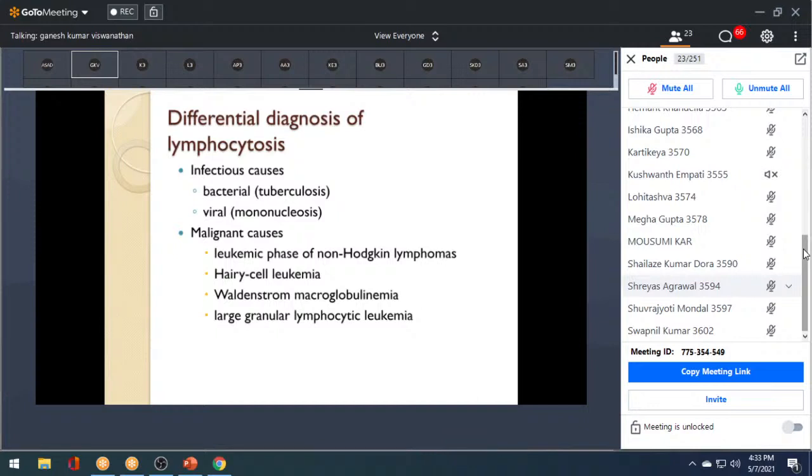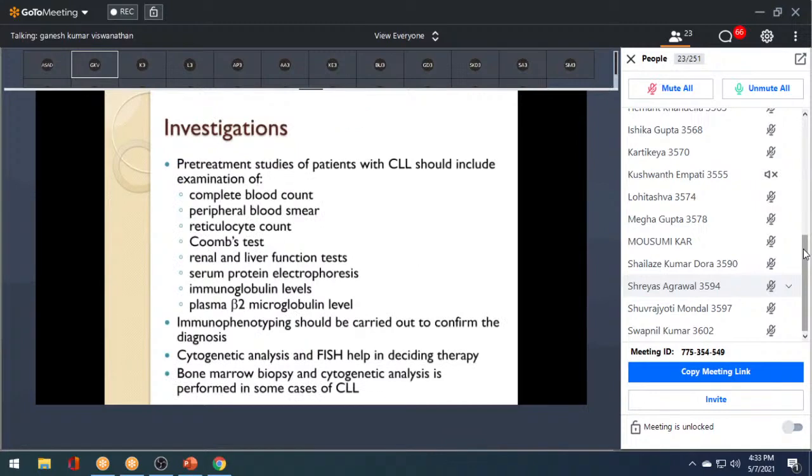Any non-Hodgkin's lymphoma, when it transforms into a leukemic phase, can present as lymphocytosis: follicular lymphoma, mantle cell, marginal zone, CLL. There are certain leukemias which typically present as lymphocytosis, like CLL, hairy cell leukemia, and large granular lymphocytic leukemia, etc.